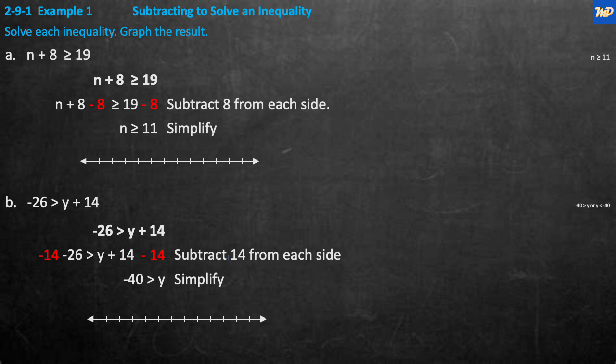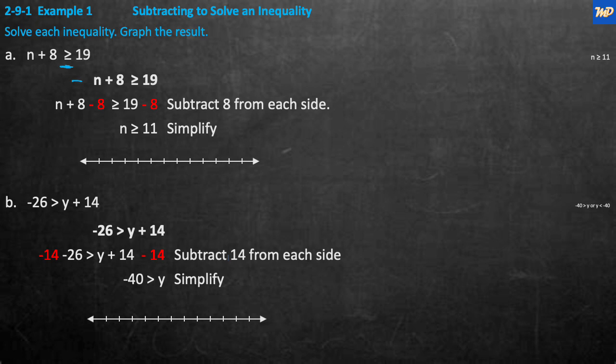Example 1, subtracting to solve an inequality. We're going to solve each inequality below and graph the result. The solution is here already. We're just going to go through it, and then we'll graph it. So it's n plus 8 is greater than or equal to 19. The first thing you should see is the equal sign right here, greater than or equal. The equal part says there's a dot involved here, not a circle. A dot.